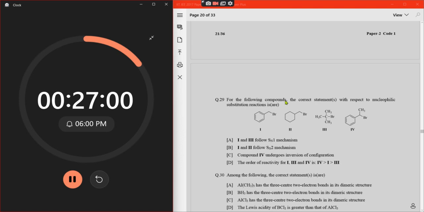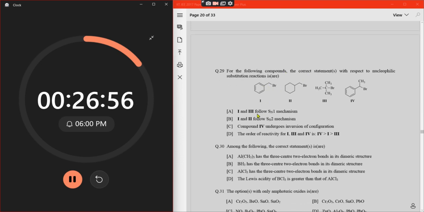The following compound, the correct statements with respect to nucleophilic substitution reaction is are: 1 and 3 follow SN1 mechanism. Nucleophilic substitution, right? Okay. Yes, it looks about correct. SN1 can happen. 2 not so much. 3 yes. Okay, 1 and 3 for SN1 mechanism. ये भी इम्पैक्ट कर सकता है. And 4 as well. 1 and 2 follow SN2 mechanism. Yes, it can happen. SN2 हो सकता है, but then why would?